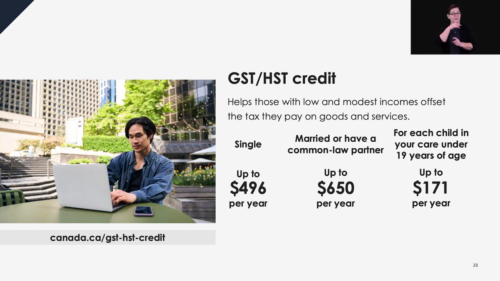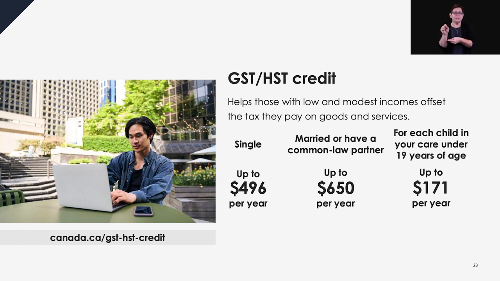Have you noticed when you buy goods or services, the merchant charges you a federal tax, the goods and services tax or GST, and a provincial tax, the harmonized sales tax or HST? In the province of Quebec, the provincial tax is called the Quebec sales tax or QST. The GST/HST credit is a tax-free payment for people with low and modest incomes. It helps offset the GST and HST paid on goods and services.